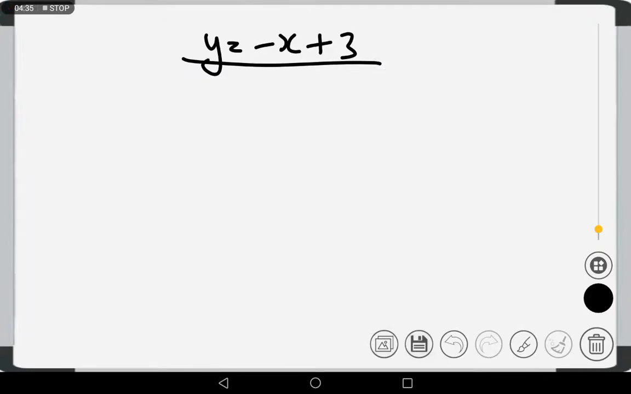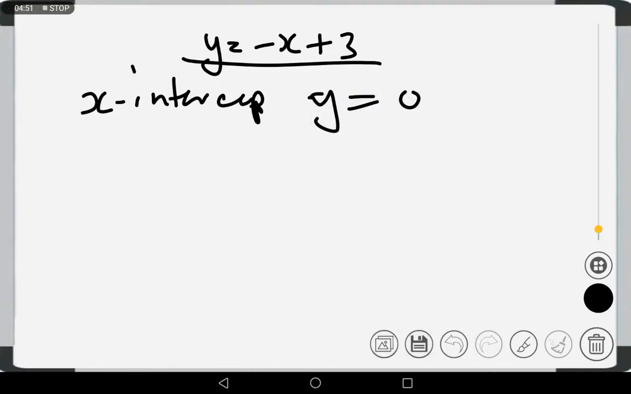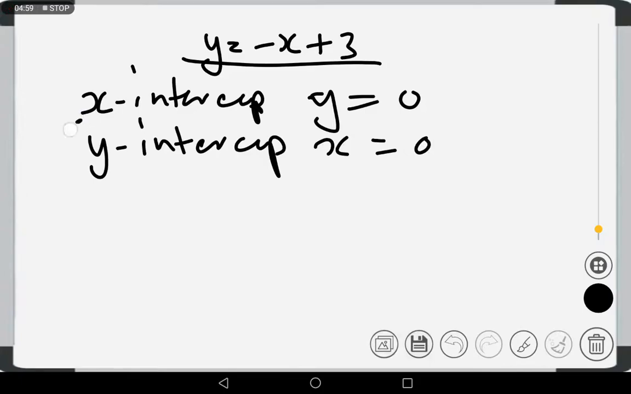So if I have to plot this straight line, there are 2 things that you have to know. We have the x-intercept and the y-intercept. For the x-intercept, your y must be equal to 0, and for the y-intercept, your x must be equal to 0. So let's first start by finding your x-intercept, when y equals to 0.